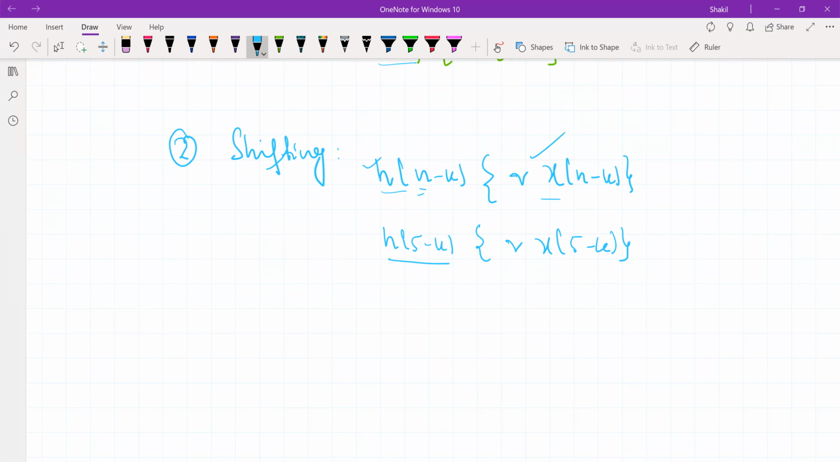Now, why do we want to do that? Well, this will be clear once we solve an example. Why do we want to perform this shifting operation? This will be clear, and I will answer this question there.